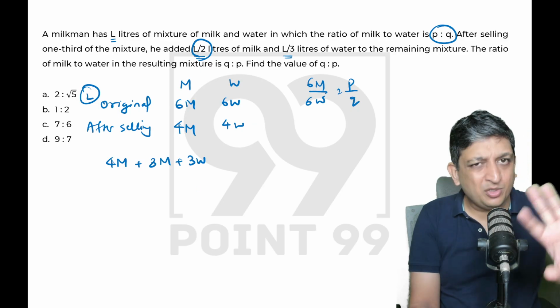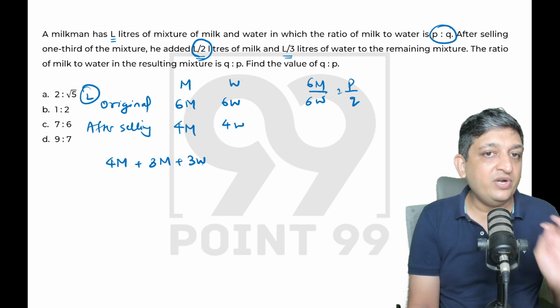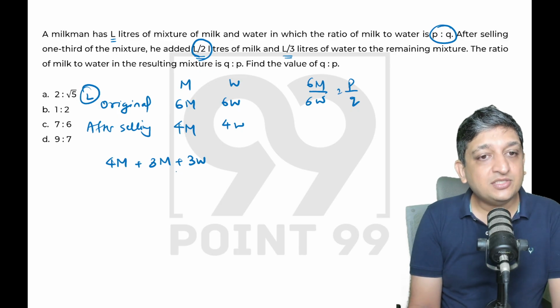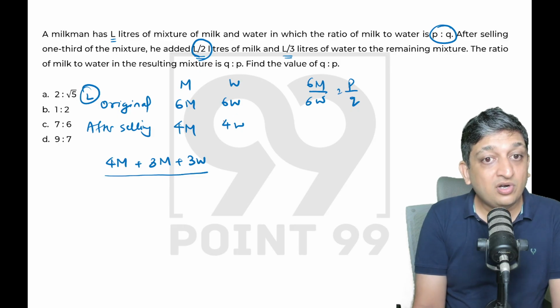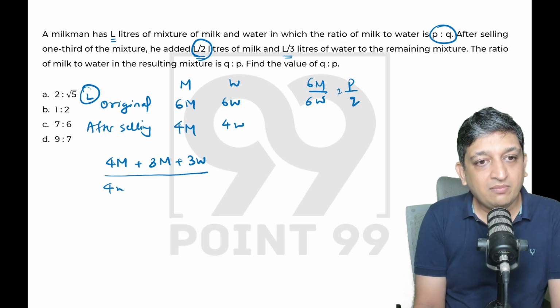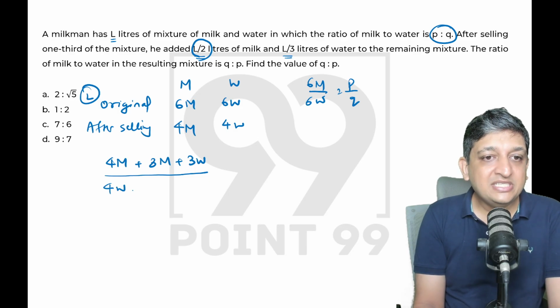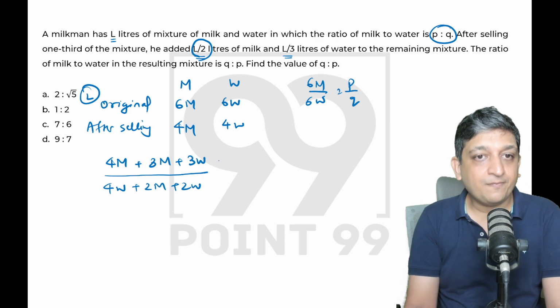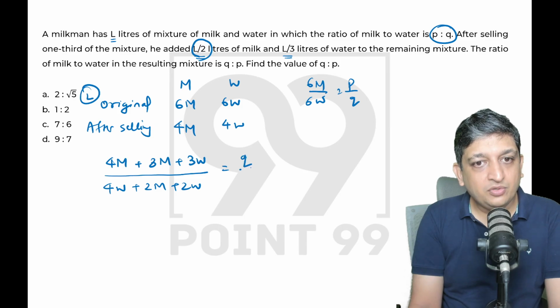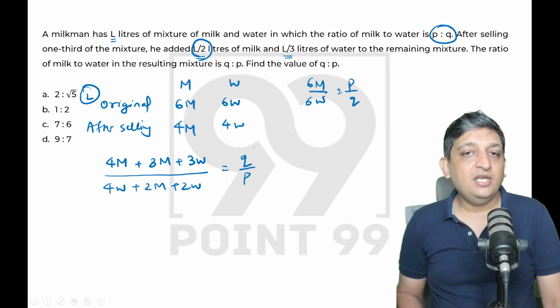Now w has got nothing to do with water. It's just the quantity that we have codified. And L by 3 liters of water. So what was the amount of water earlier available? Earlier 4w water was available. So I'll say 4w, and L by 3, which basically means 2m plus 2w is the new quantity of water. Now this is basically equal to Q by P. You have to find the value of Q by P.